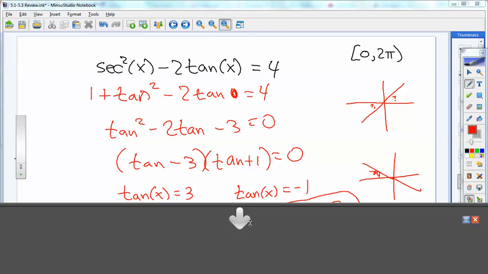Right? So what about tangent equals negative 1? Well, tangent is negative in the second and the fourth. When does tangent equal negative 1? What's the reference? Pi fourths, right? That's one we should know. Pi fourths, that's 3 pi fourths, and that's 7 pi fourths.